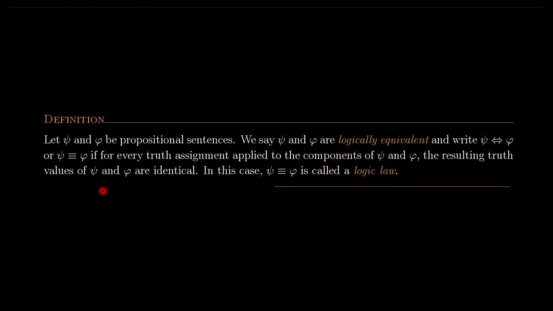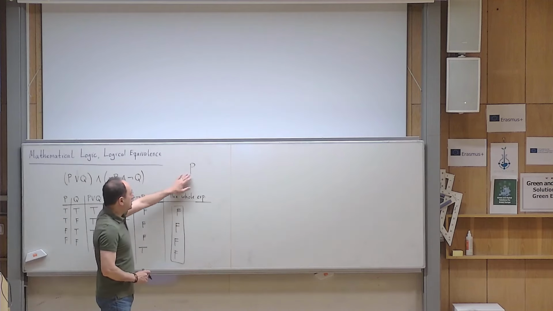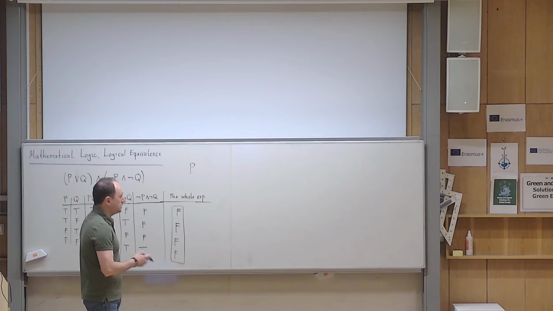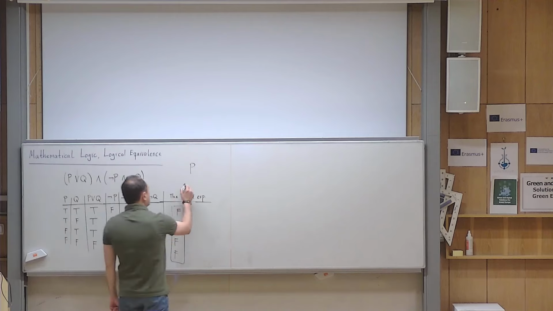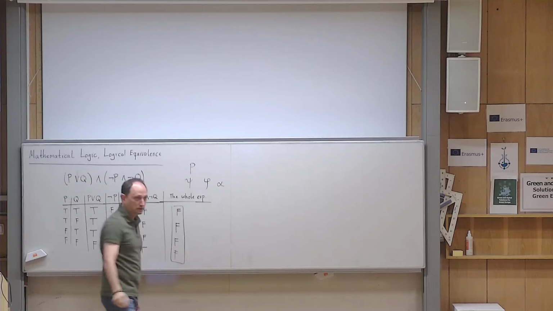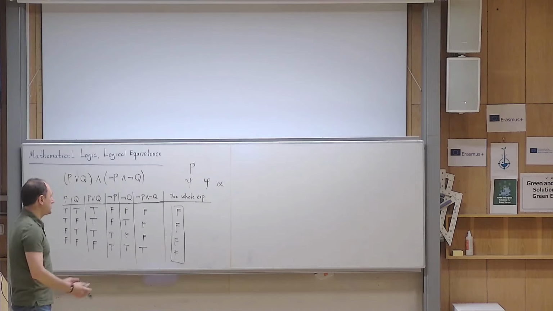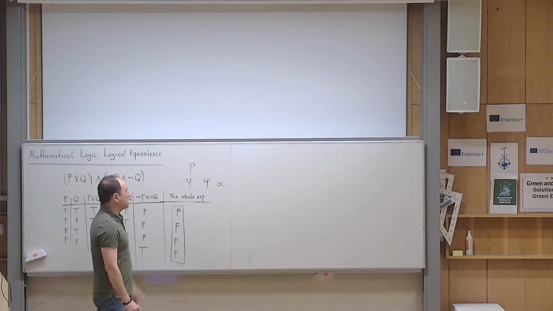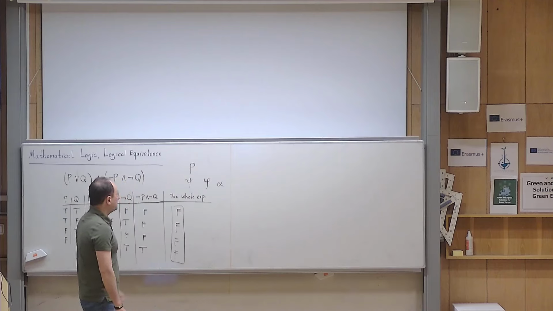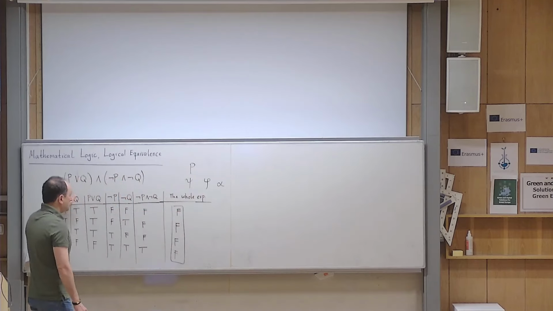So this is the main topic for today's lesson. Let psi and phi, and I will stick to this convention. For example, for atomic ones, I use English alphabet, P, Q, and R. And if I use Greek letters like psi or phi or alpha, I mean a propositional sentence. Of course, a propositional sentence can also be an atomic proposition, but usually when I use psi, phi, alpha, Greek letters, I mean compound propositional sentences.